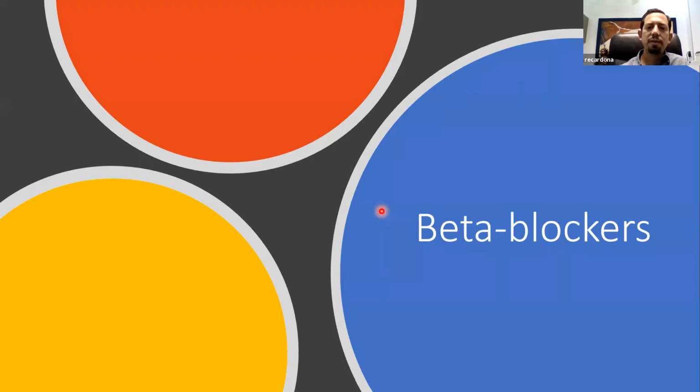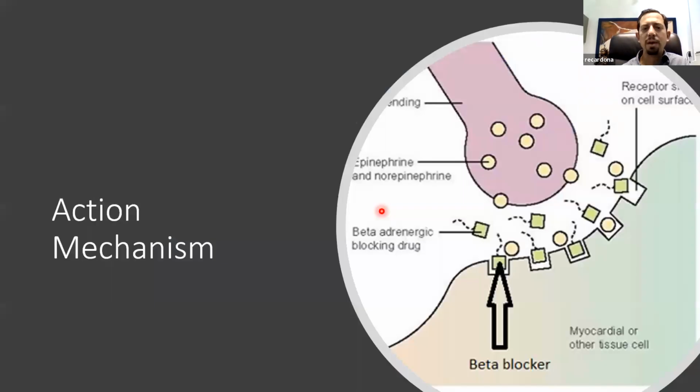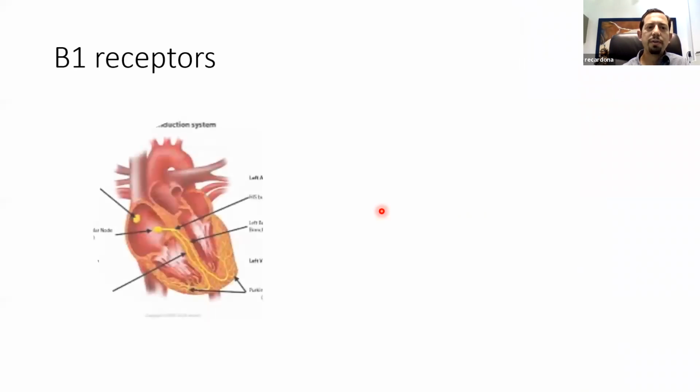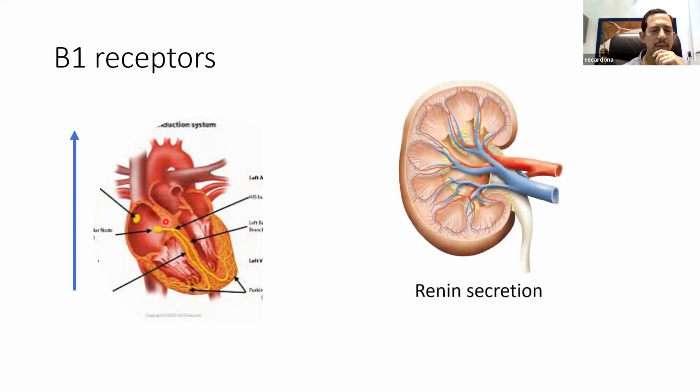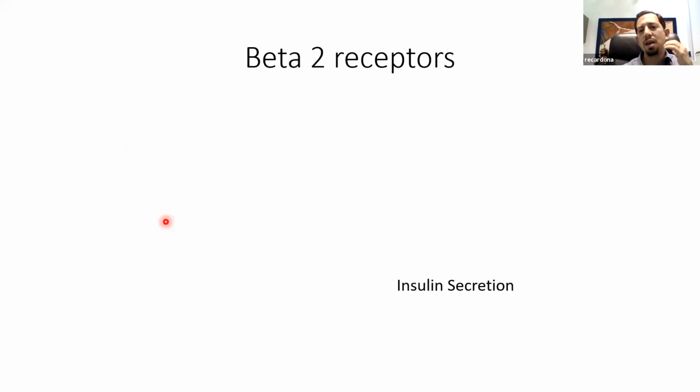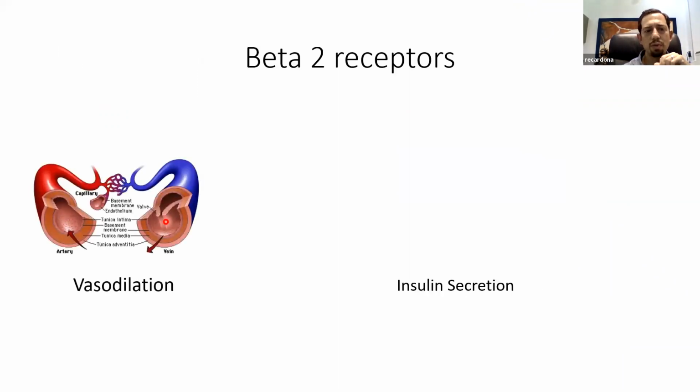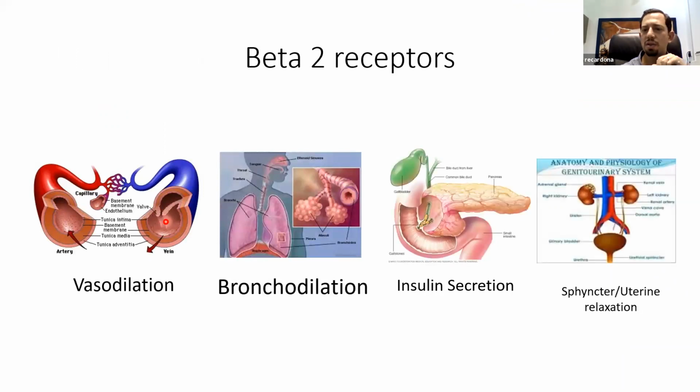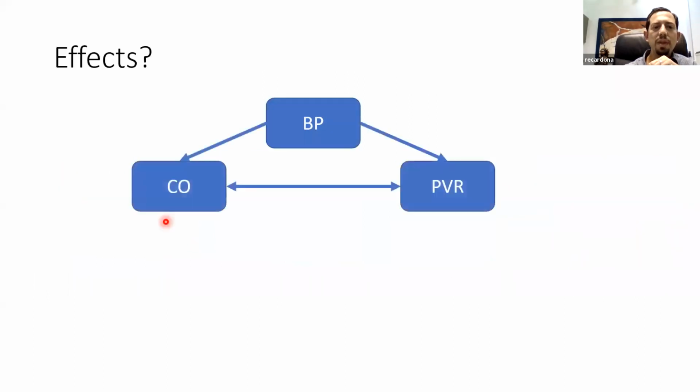The last group we're going to talk about is beta blockers. They act by blocking the beta adrenergic receptors. We have different types of beta adrenergic receptors. The beta 1 receptors are found mainly in the heart. When we stimulate them, they increase heart activity. They also increase renin secretion. We have beta 2 receptors, which produce vasodilation, bronchodilation, insulin secretion, and sphincter and uterine relaxation. When we block them, we're going to decrease the cardiac output by decreasing the effects of the adrenergic hormones in the heart, and we're going to produce a very small increase in peripheral vascular resistance by blocking beta 2 receptors.